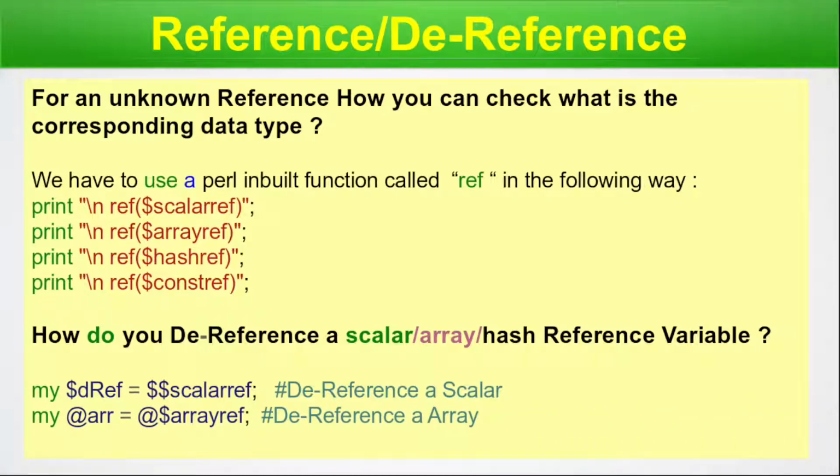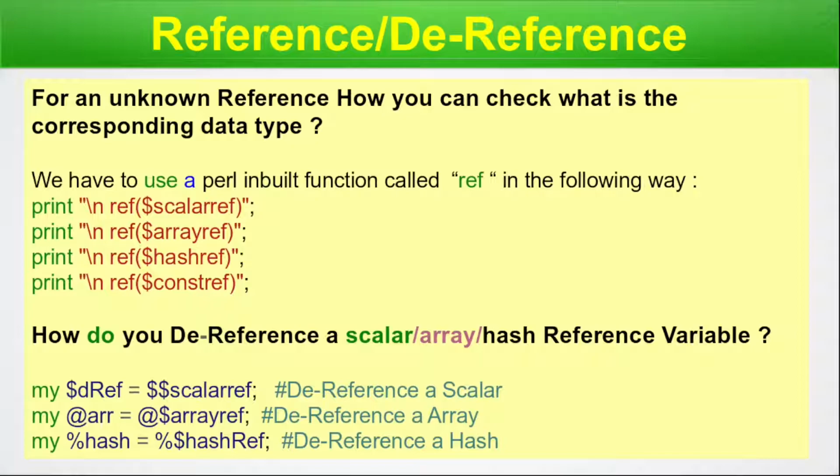Next, for array, what do we write? An @ symbol just before the $array_ref. And for the next one, for hash, we have a percentage sign before $hash_ref. So in the three examples, it is very clear. For scalar dereferencing, you use a $ symbol, for array you use the @ symbol, and for hash you use the percentage symbol to dereference it.